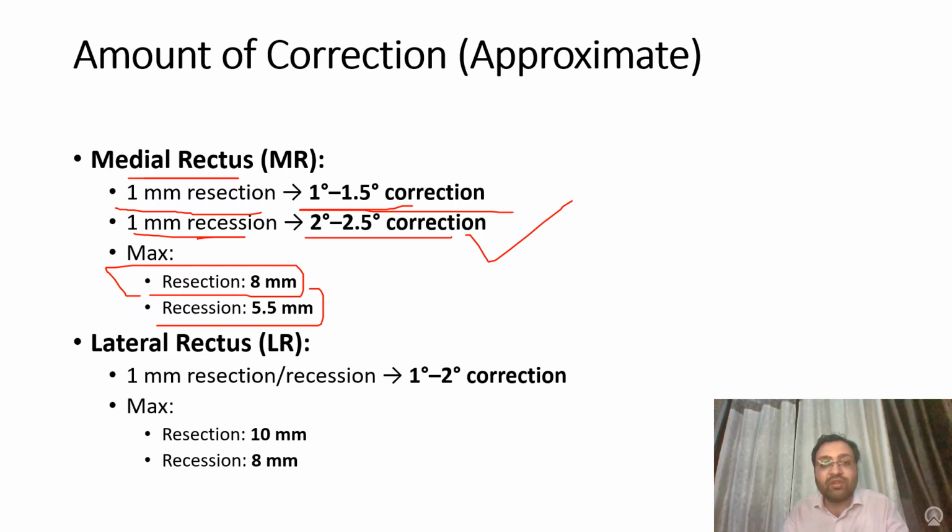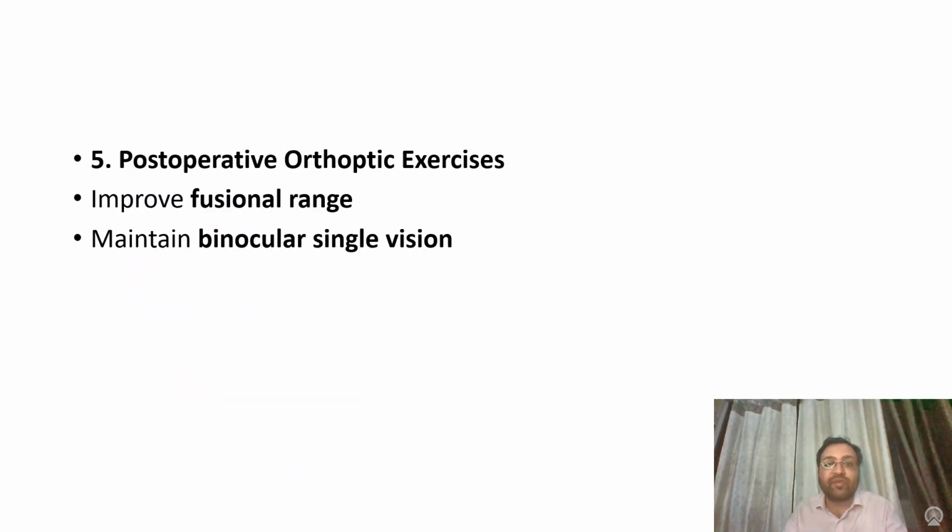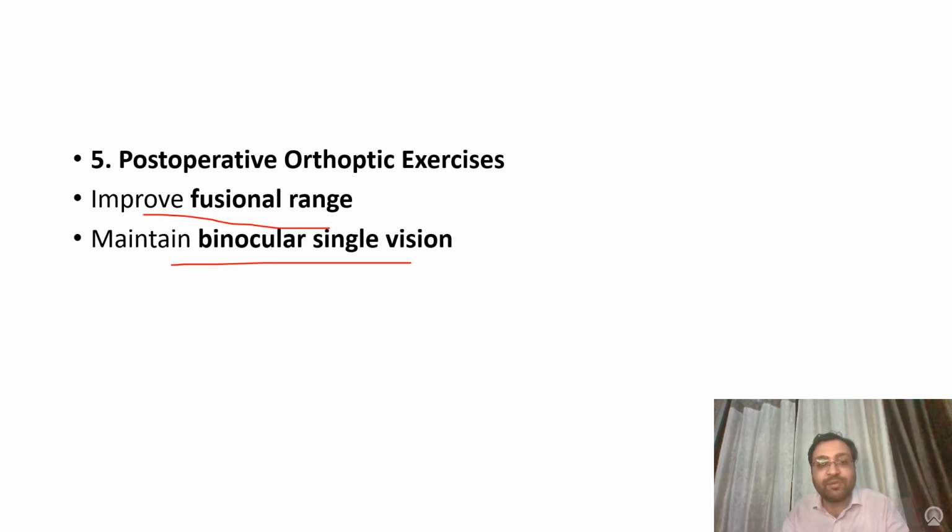All right. Now lateral rectus: 1 mm resection or recession corrects 1 to 2 degrees of squint. Maximum resection can be 10 mm and maximum recession can be 8 mm in case of lateral rectus muscle. We need to have pre-operative orthoptic exercises as well as post-op orthoptic exercises, which are very important. They improve the functional range and hence maintain binocular single vision.